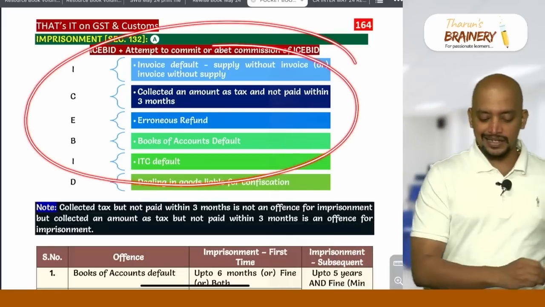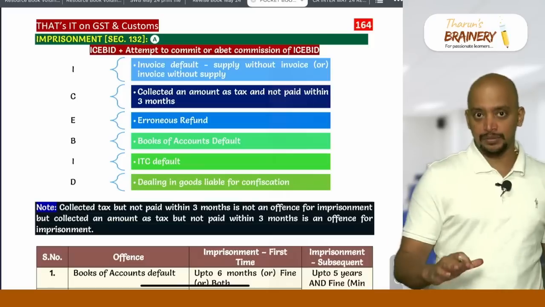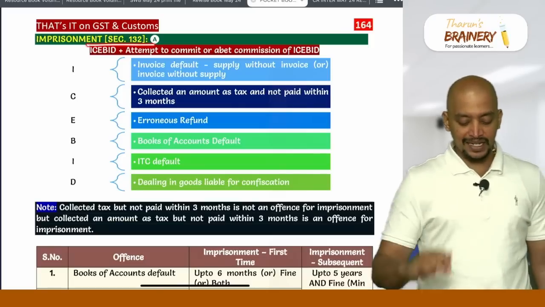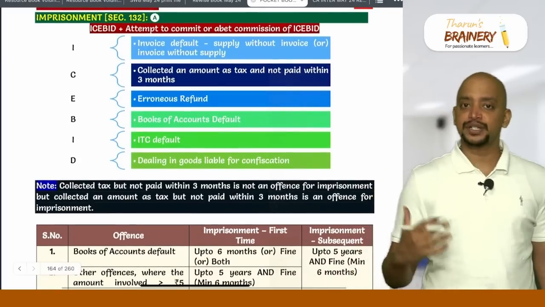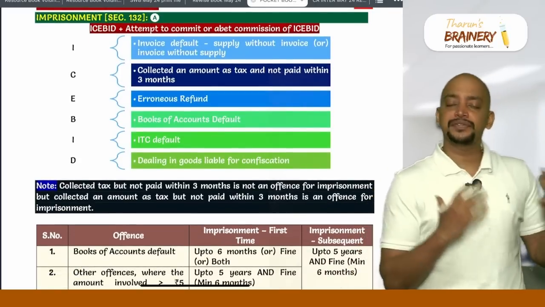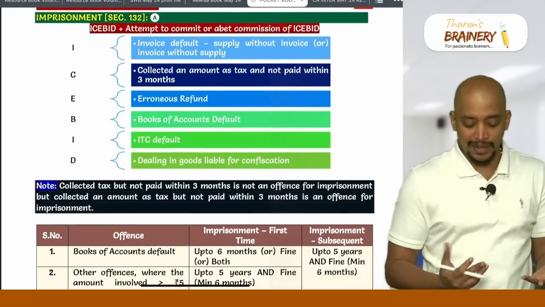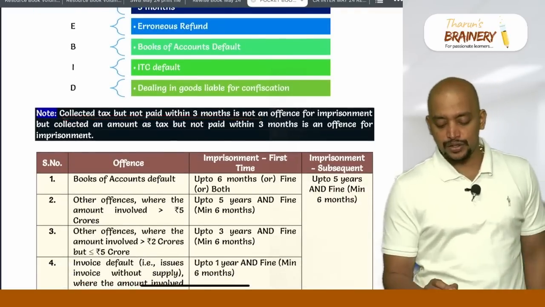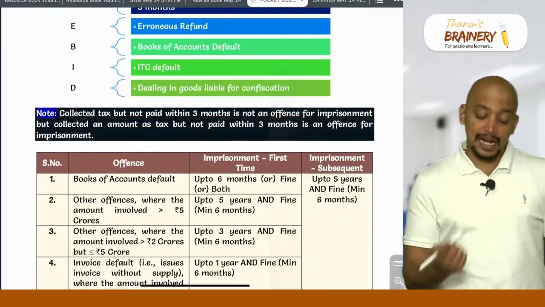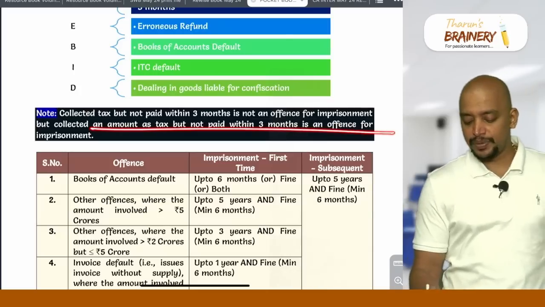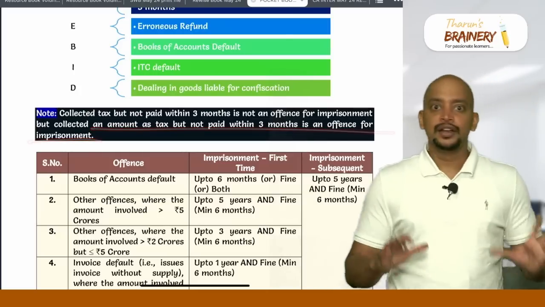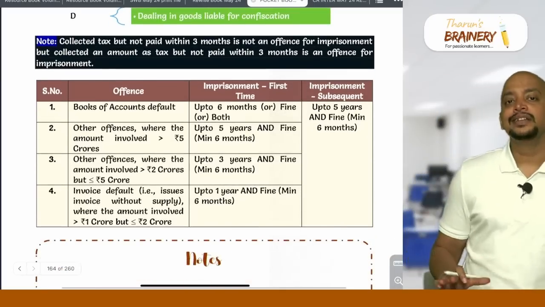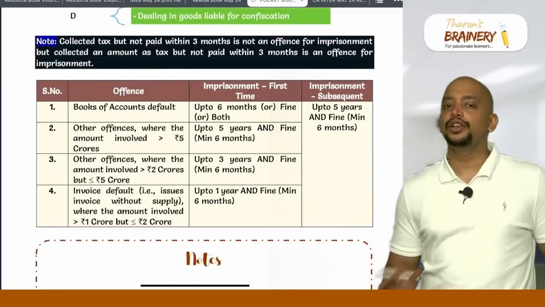So in this case the imprisonment will be applicable under section 132, and the imprisonment will be for a particular period. And here what we have seen so far is when the imprisonment will be attracted. And see this note: collected tax but not paid within 3 months is not an offence for imprisonment, but collected an amount as tax but not paid within 3 months is an offence for imprisonment. Now what you need to remember is the imprisonment schedule. The imprisonment schedule is very simple.